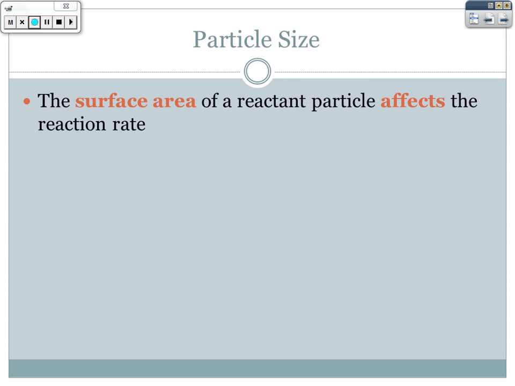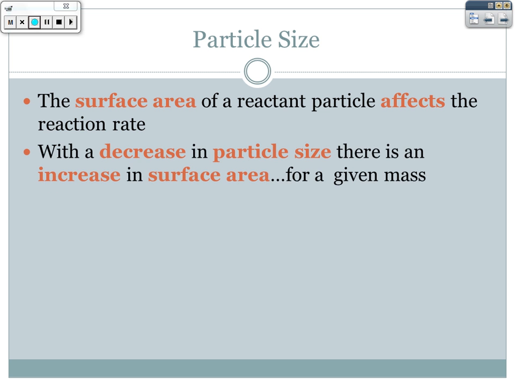The surface area of a reactant particle affects the reaction rate. With a decrease in particle size, there is an increase in surface area for a given mass. So if I have one big ball of, say, calcium oxide, which is marble, and it weighs 10 grams, the surface area of that big chunk is going to be smaller than if I took that same 10 grams of marble and broke it up into little teeny tiny pieces, and each of those pieces had a surface area.